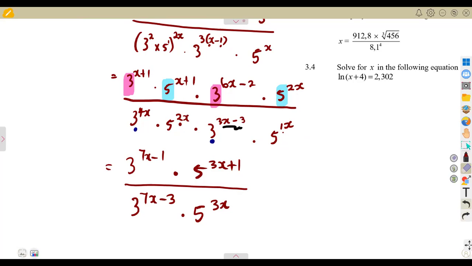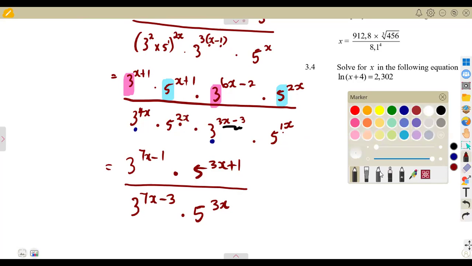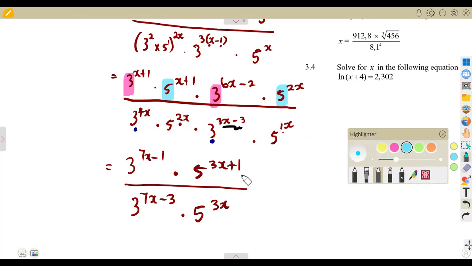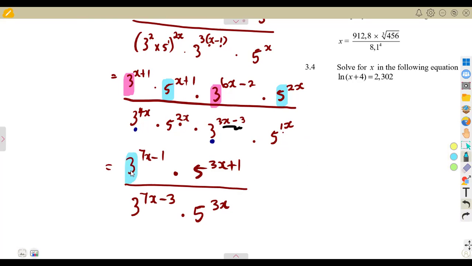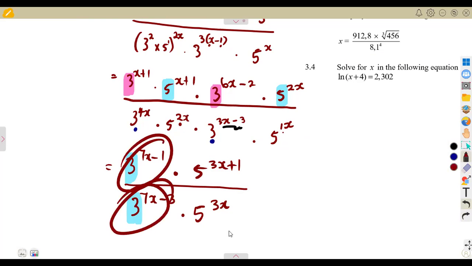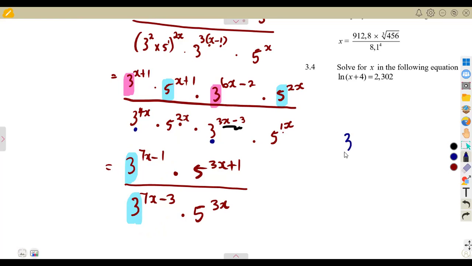Now that we are left with these, considering the bases of 3, we'll see that there's a 3 here, there's also a 3. But this time, what is happening is that we are dividing. The 3 is in the numerator, another is in the denominator. We are dividing. So when you are dividing, the opposite now, you're going to subtract. So it was supposed to be 3 to the exponent of 7x minus 1. We subtract this. And as you are subtracting, open a bracket.